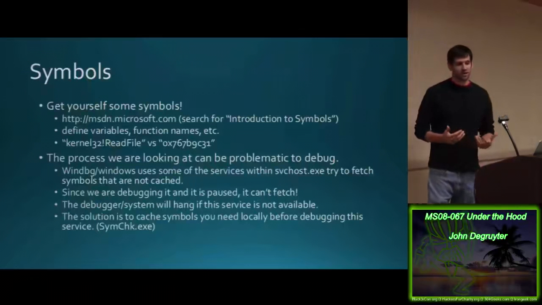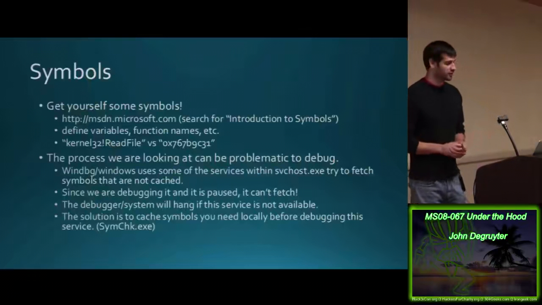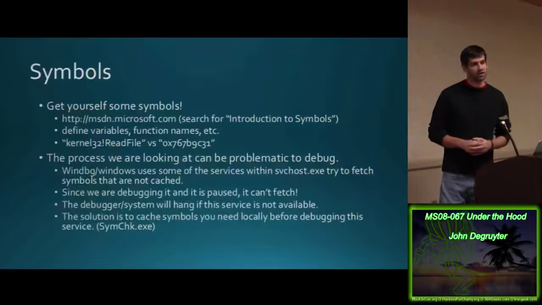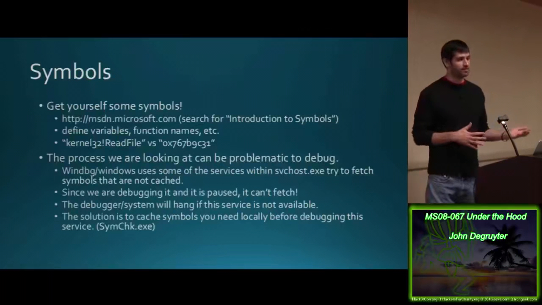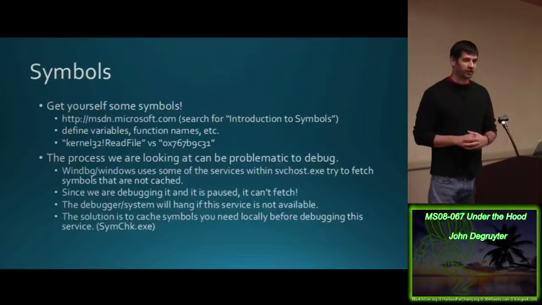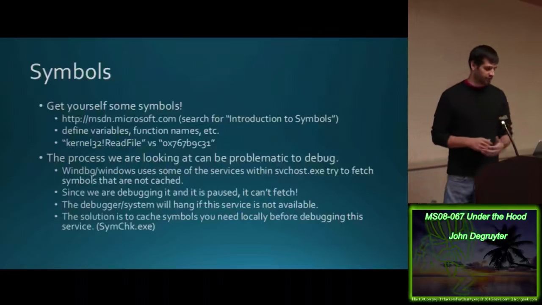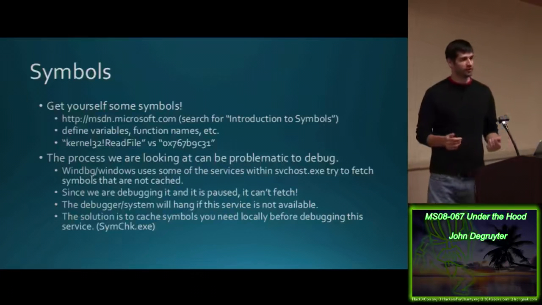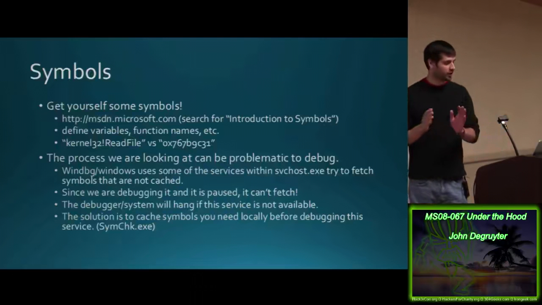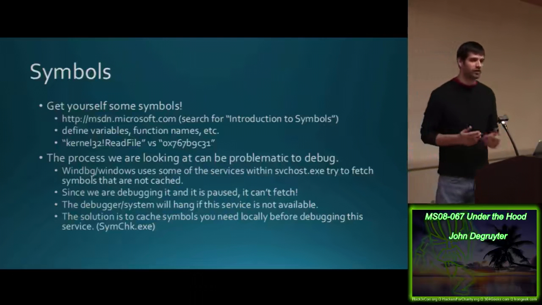And when we talk about debugging Microsoft products, we should talk about symbols. Symbols are helpful because they allow you to map a name to different parts of memory. For example, it's a lot easier to remember kernel32 ReadFile than it is to remember 767B9C31. So it just maps these human readable names to functions, variables, and things like that.